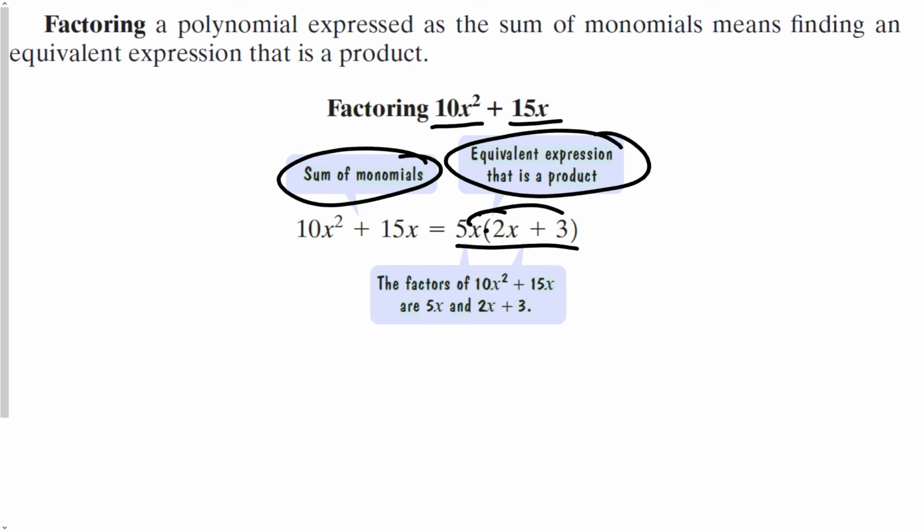If I were to distribute this again, I would get 10x squared, 5x times 3 is 15x, right? That's where the sum of the monomials, that's where we started, right? So if I multiply the two factors together, I should go back to where I started from.